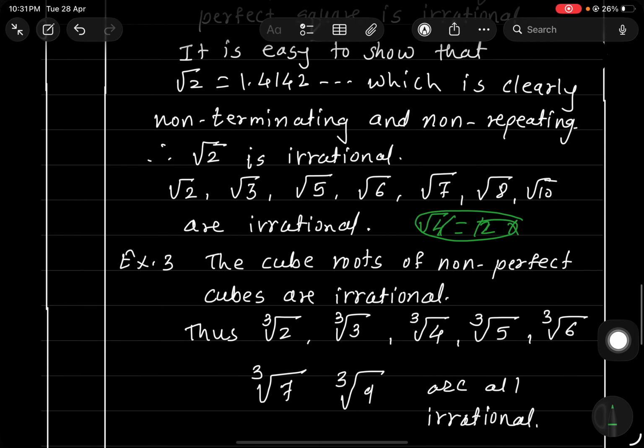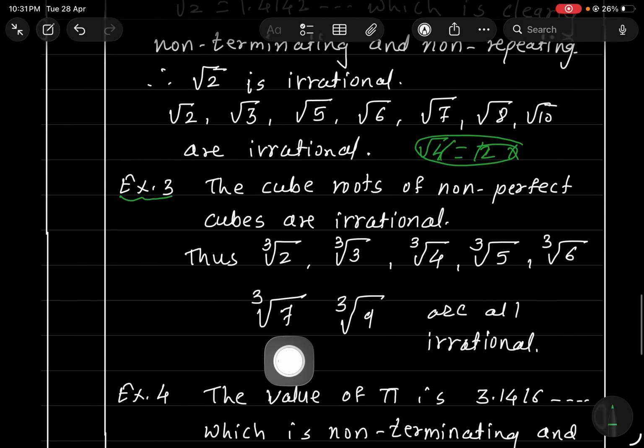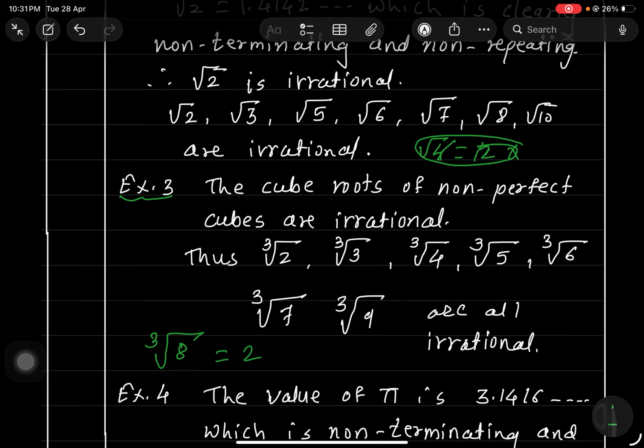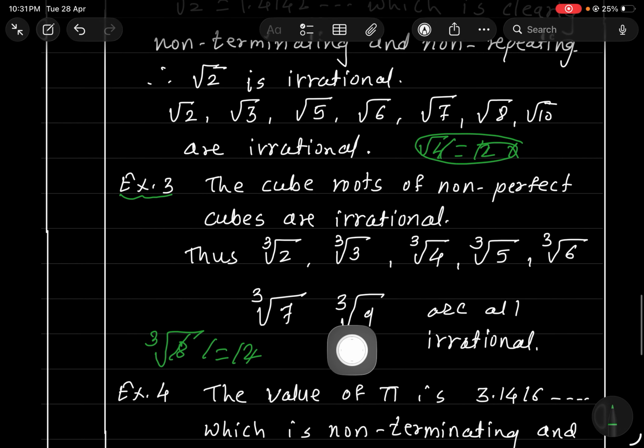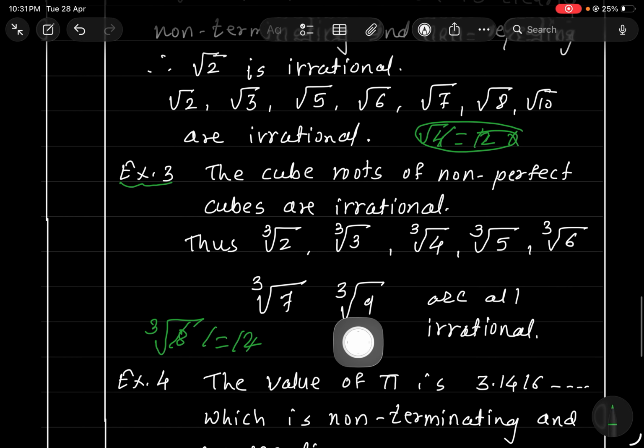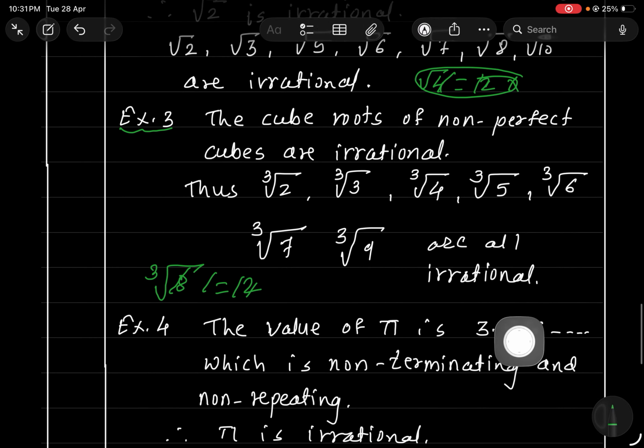Now example 3: the cube root of non-perfect cubes are irrational. Cube root of 2, cube root of 3, cube root of 4, cube root of 5, cube root of 6, cube root of 7. If you take the cube root of 8, the answer will come 2, so it is a perfect cube and is not in this group. Cube root of 9 and the others are all irrational numbers.